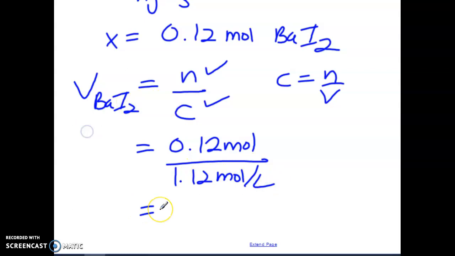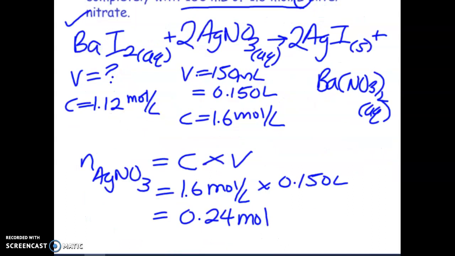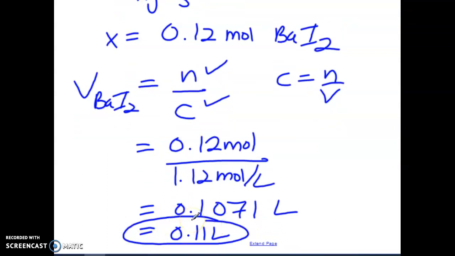Okay, so we take that, we do divided by 1.12, and we get 0.1071 liters. And for significant digits, we have 3, we have 2, and 2. So our final answer here is going to be 2, which is 0.11 liters.